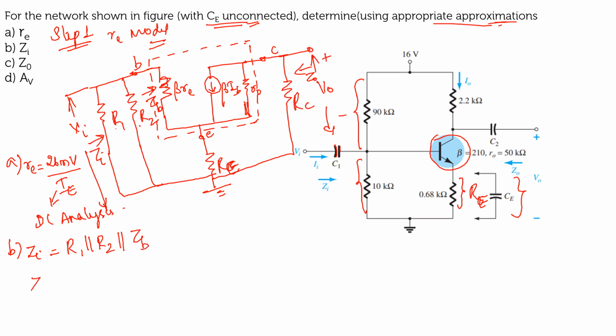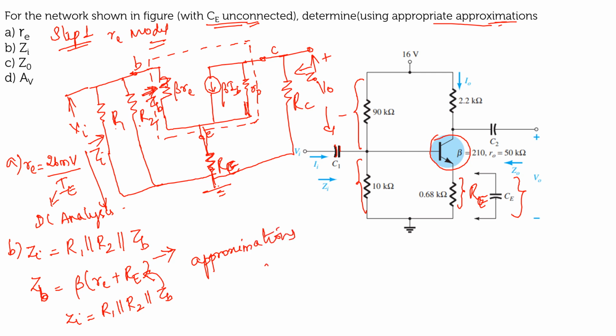Now you have to find out what your ZB is. To find ZB, you have to take into consideration the resistor RE also, since it is emitter bias. So ZB will be equal to beta into small re plus capital RE, right? Ultimately, Zi will be equal to R1 parallel to R2 parallel to ZB. You can substitute the values, but you have to be very careful. You can take the approximations.